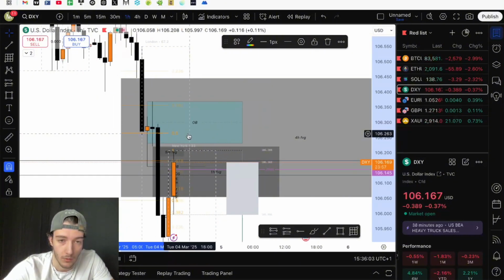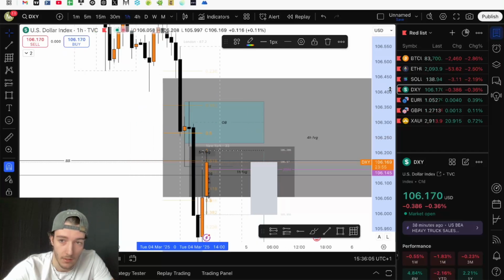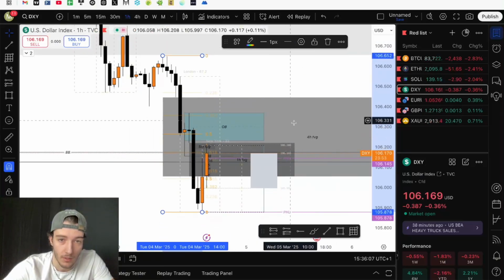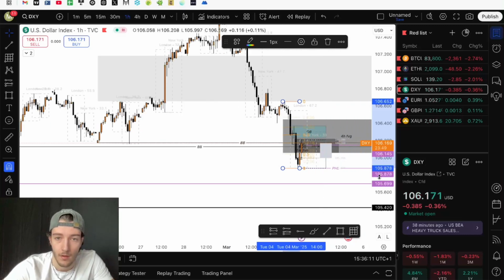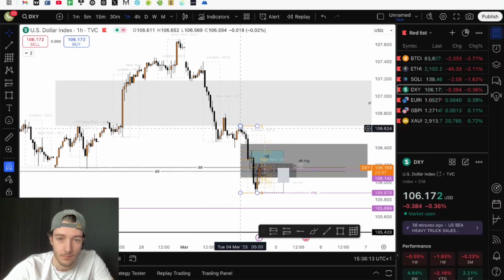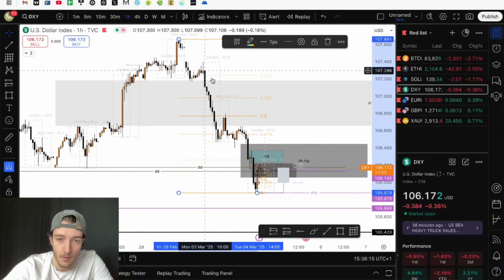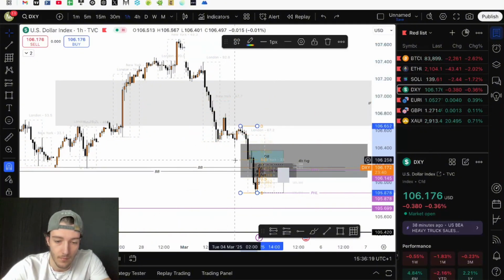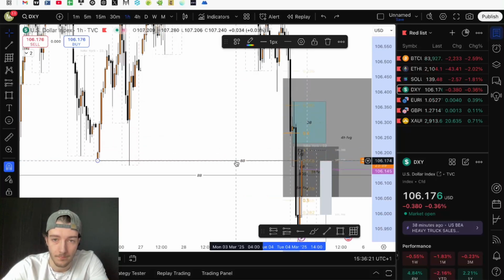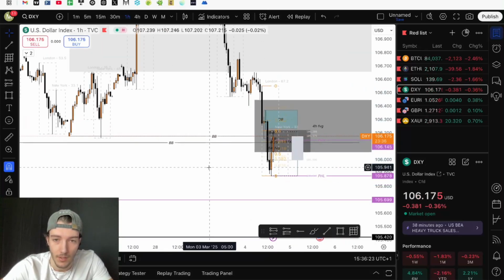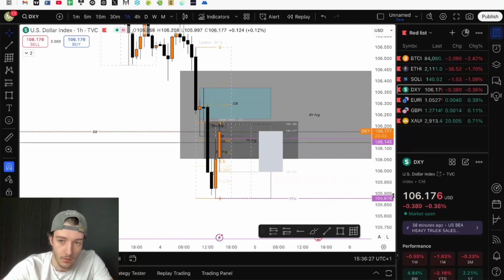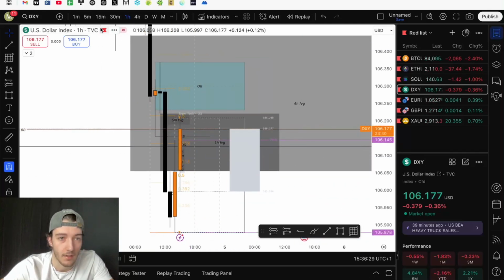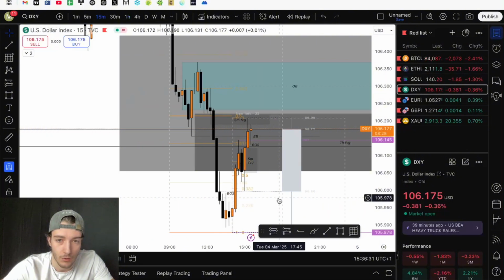Closing a 1 hour candle above this level here would indicate that the dollar is going to move higher, maybe towards these highs here. So yes, ideally this 1 hour candle won't close above this previous hour high. It should hold.